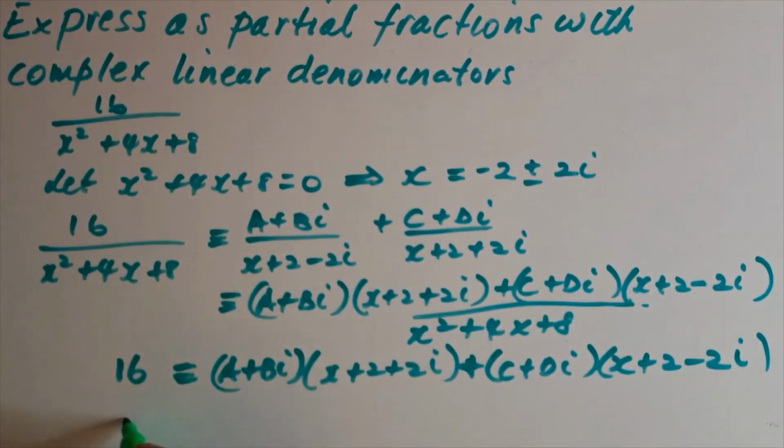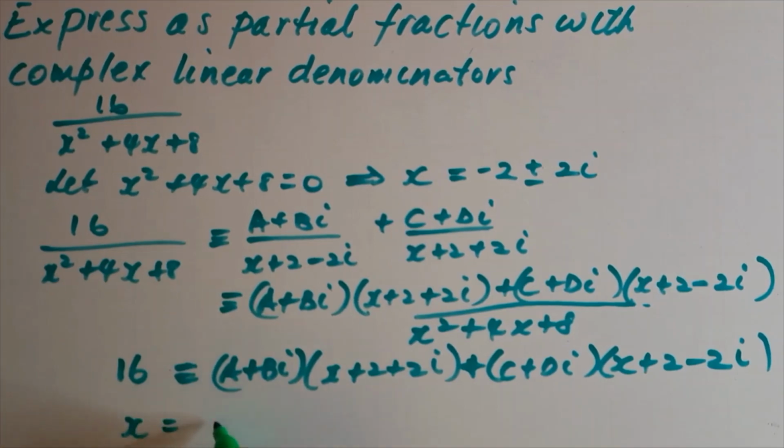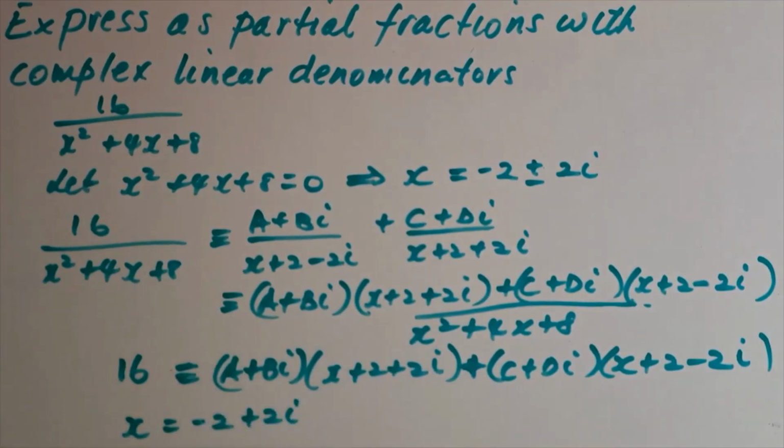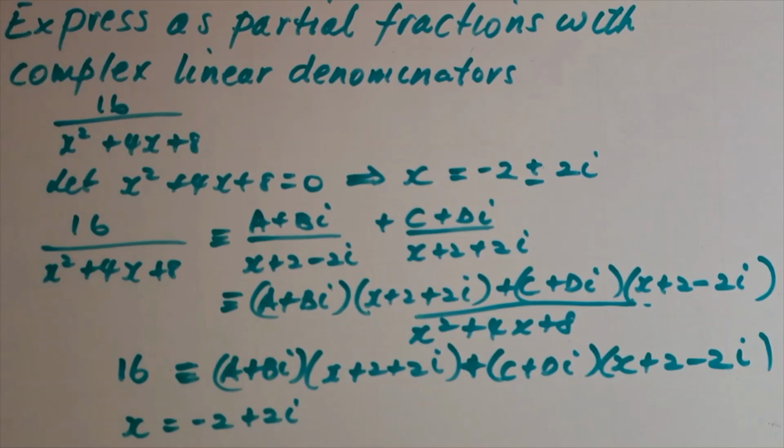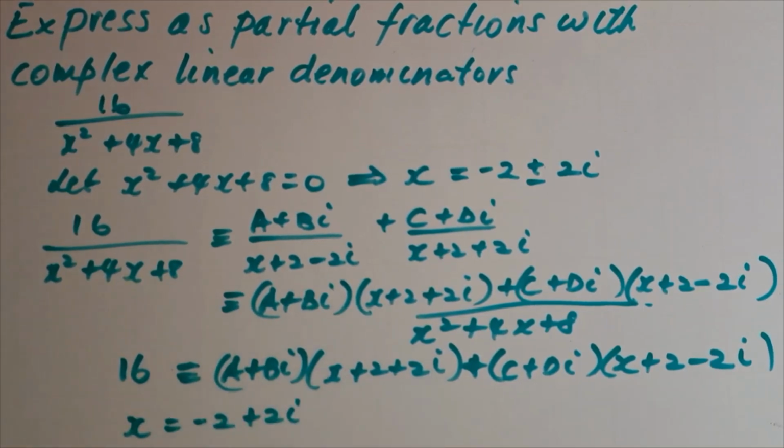Now when x is equal to one of these options, we'll take -2 + 2i. One of these will be eliminated. In this case it's a + bi, because we replace x with this value, a + bi would be multiplied by 0, so it's eliminated.